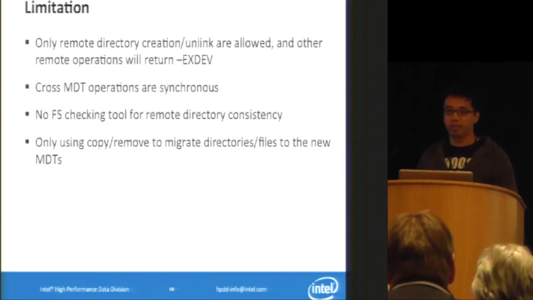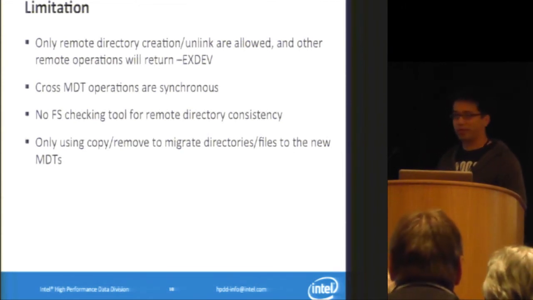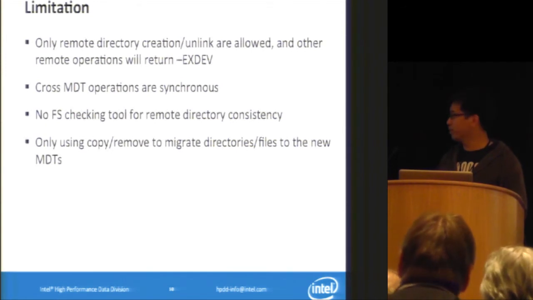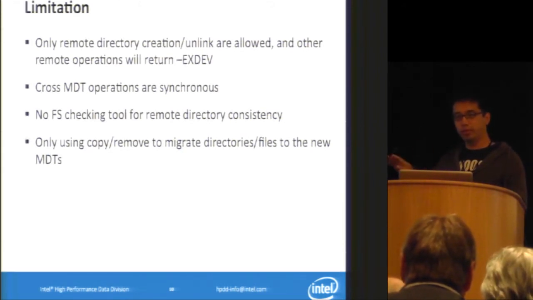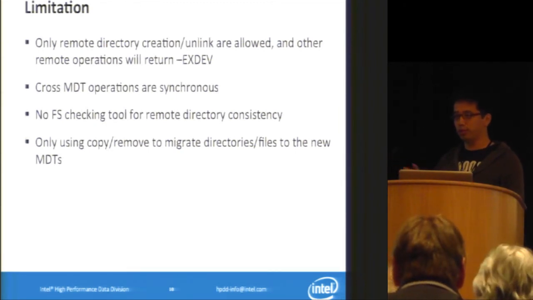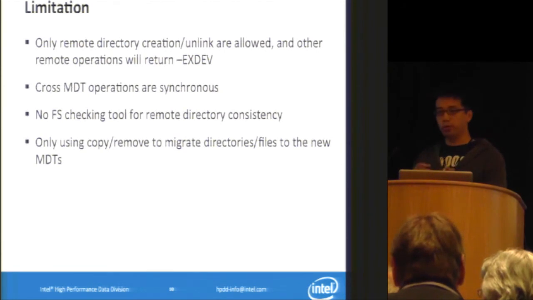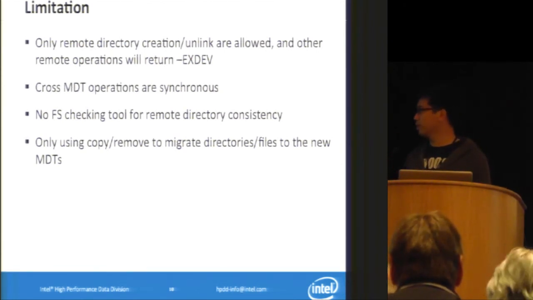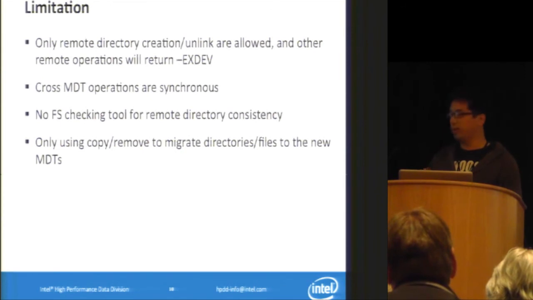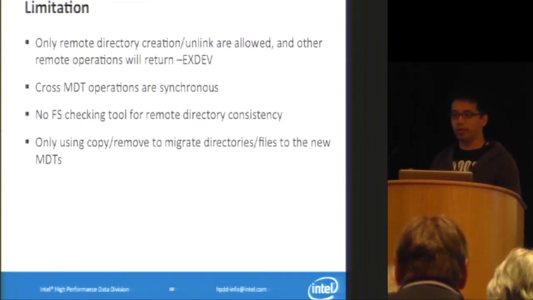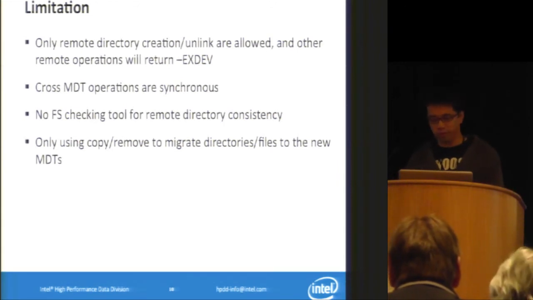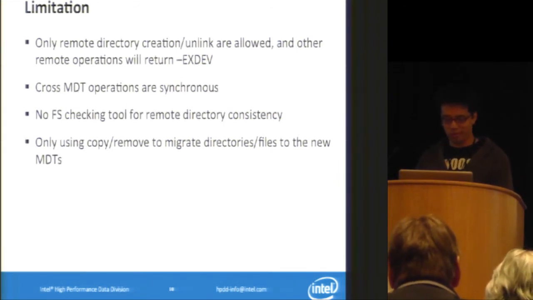And then there's no FS checking tool right now to check the remote directory consistency. That's not very good. And the final one is if you want to move files from the old MDT to the new MDT, for example, you just upgraded your file system to DNE, added a new MDT, and you want to move the files from the original MDT to the new MDT to balance your file system, you can only use copy, then remove the old file. It means you will also need to touch the files on OST. That's not very good, but you can only use this way.